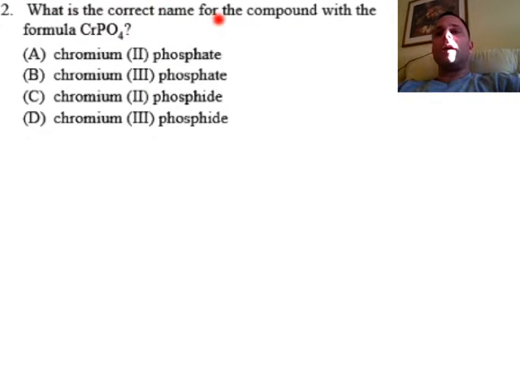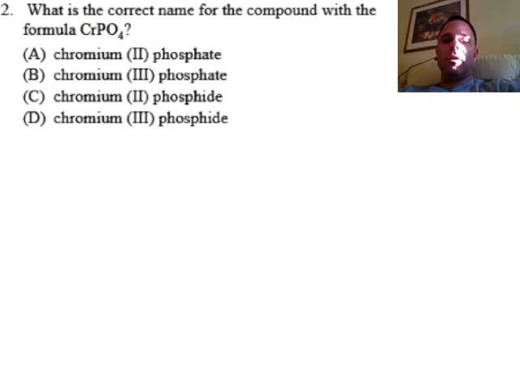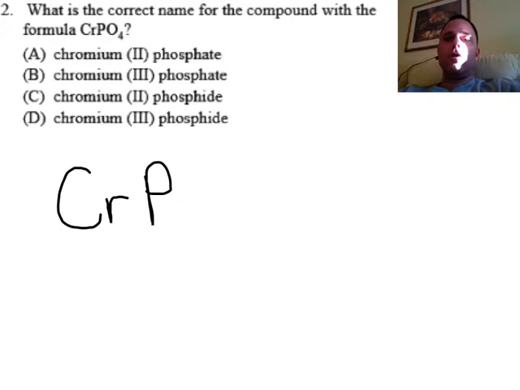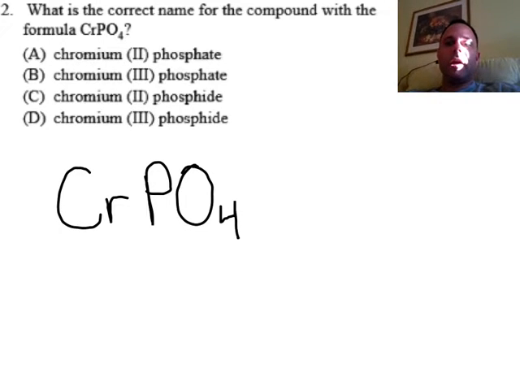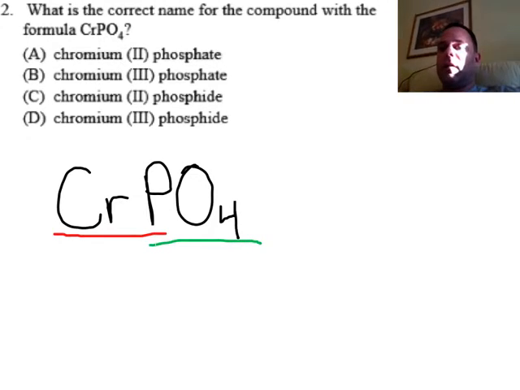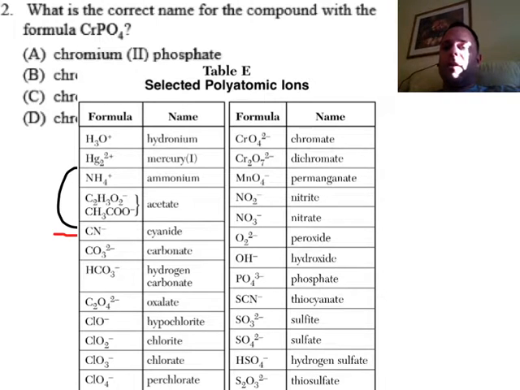So question 2. What is the correct name for the compound with the formula CrPO4? Now I do see 1, 2, 3 different elements. So I need to be suspicious of a polyatomic ion being present. So is it CrP or is it going to be PO4? Let's inspect.